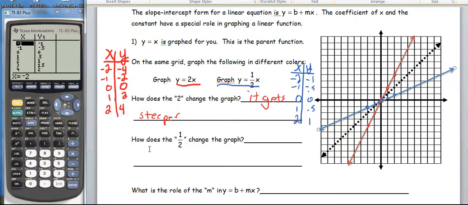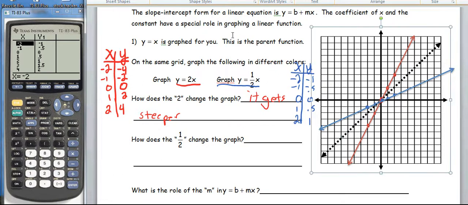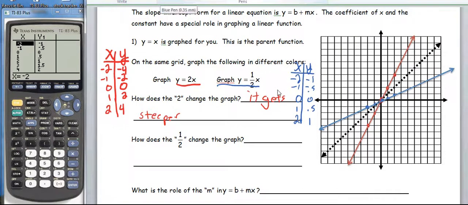Now, how does 1/2 change the graph? Well, we're talking about in relation to y equals x, which is the dotted black line. And when we look at that, we can see that it gets shallower. So we can say it gets shallower.